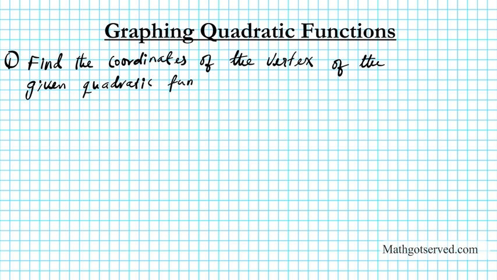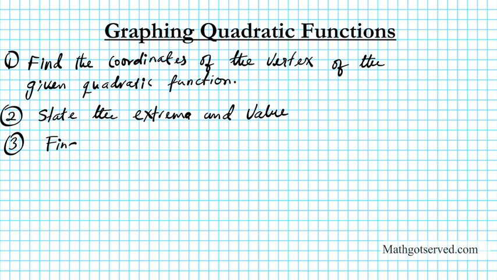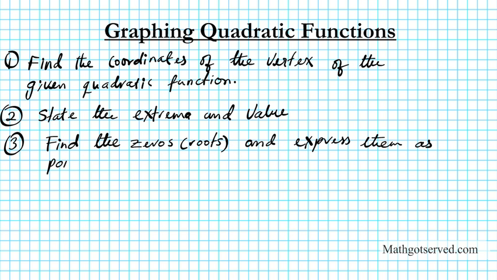After finding the coordinates of the vertex, I want you to state the extrema and value. Okay? Is it a max or a min, and what is the value of the max or the min? And then after that, I'd like you to find the zeros, or roots, I can also call them roots, and express them as points, okay? Because these are actually points in the graph.